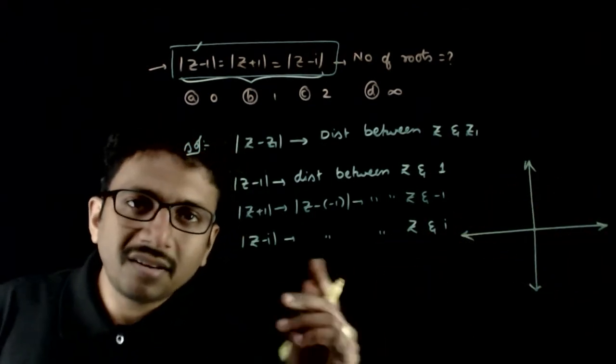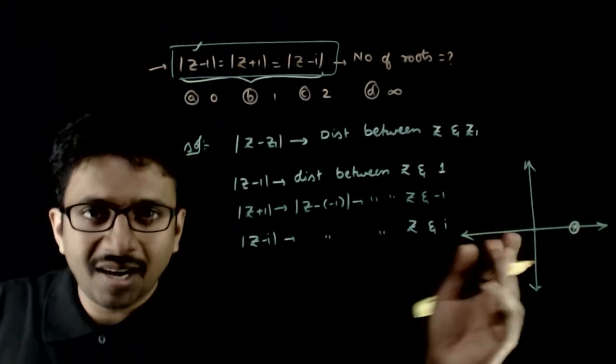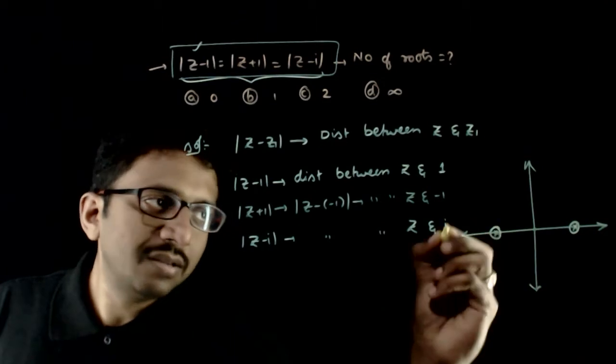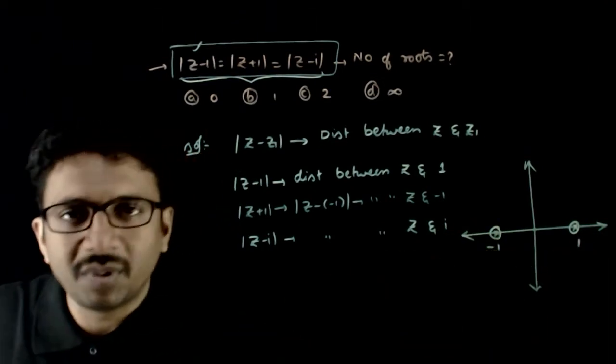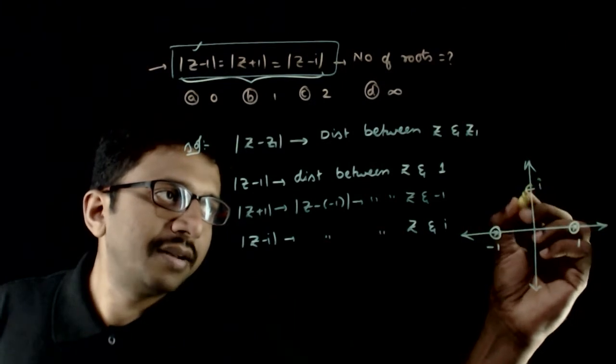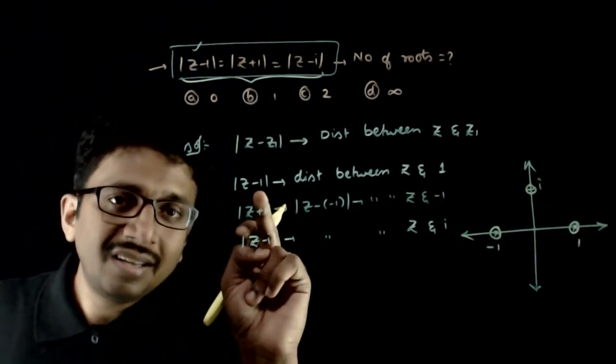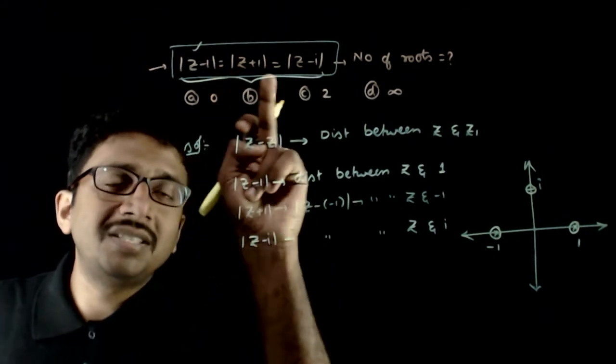So now if you draw the Argand plane, you know where the complex number 1 is. It lies on the real number line, the real line. And where is minus 1? So this is 1, this is the complex number minus 1. And you have a complex number i, right? Now I want my z to have the same distance, because the distances are equal.